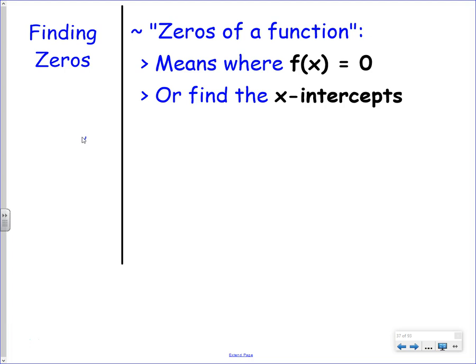But what's another name for zero? X-intercepts. So when you find the zeros of a function, you're finding the x-intercepts, where y is 0. Which is why I say, in order to solve for them by hand, on a graph, we're going to look for x-intercepts. To solve them by hand, we're going to set the function or the y value equal to 0 and solve.